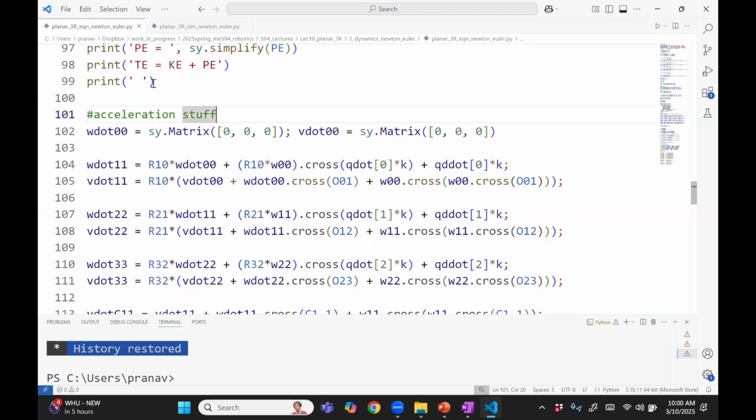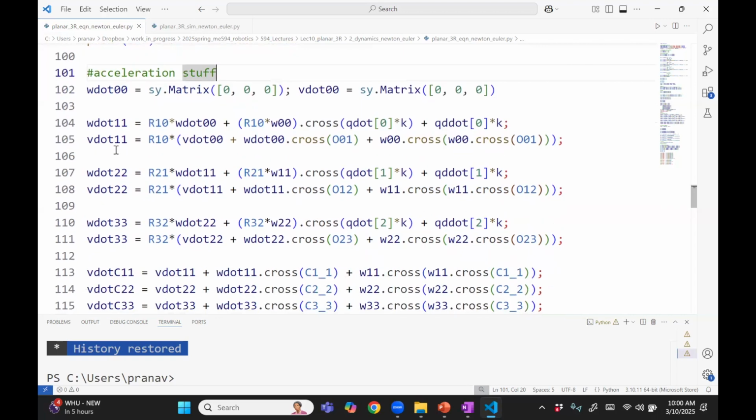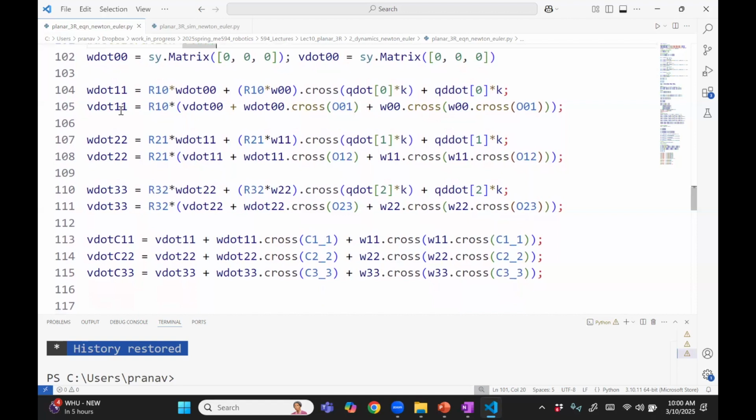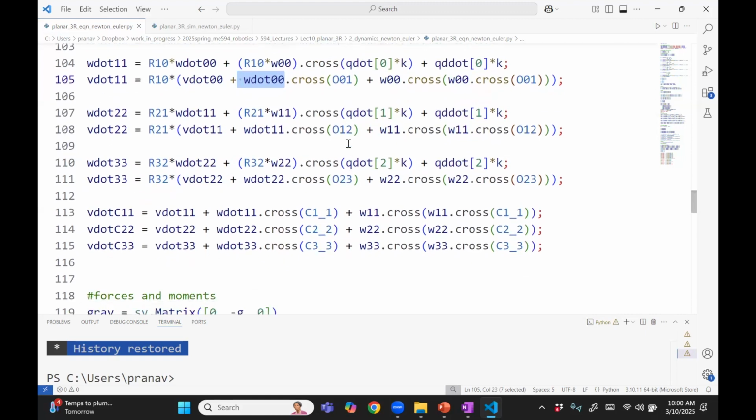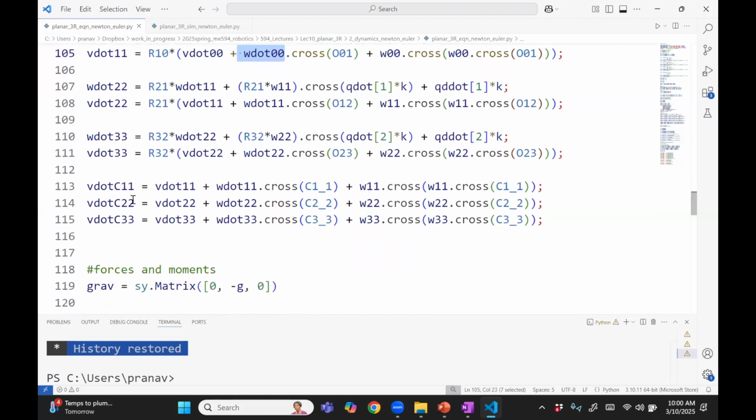So angular acceleration requires you to start again from the base frame. So linear acceleration of 0, angular acceleration of 0, then linear and angular acceleration using the recursion formula. Just do it for 1, 2, and 3 based on the previous linear and angular velocity. You also require angular velocity besides angular acceleration. So you need to get the previous things I showed you.